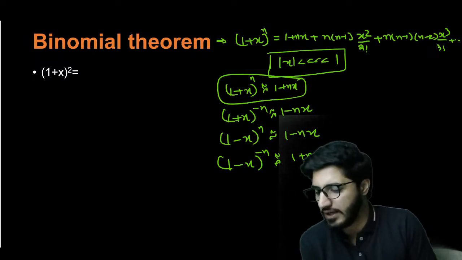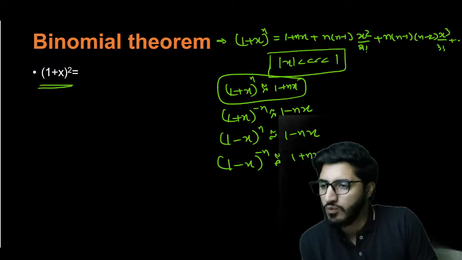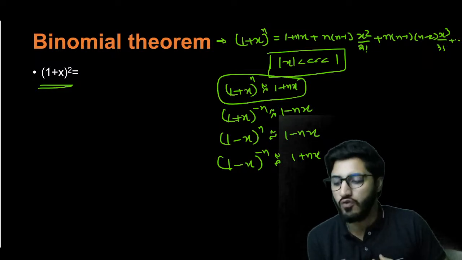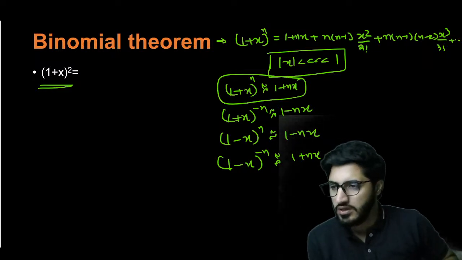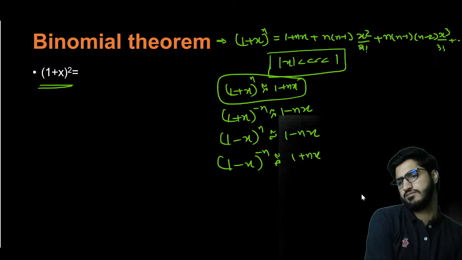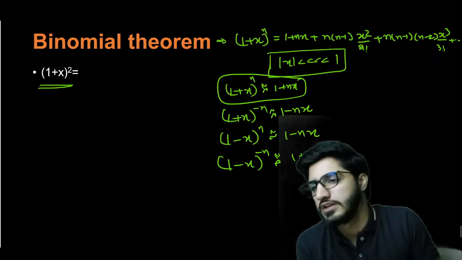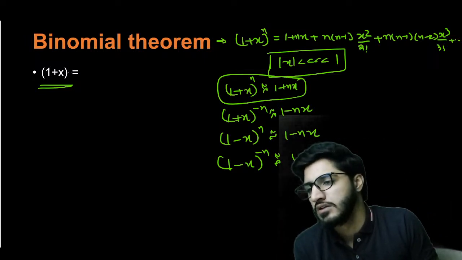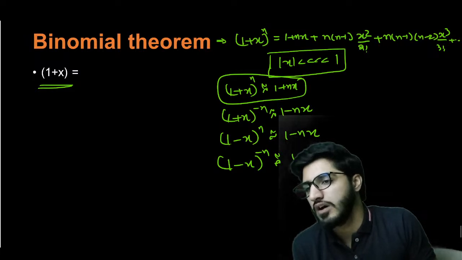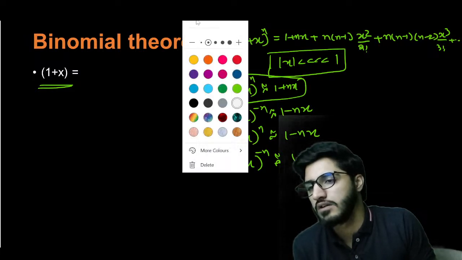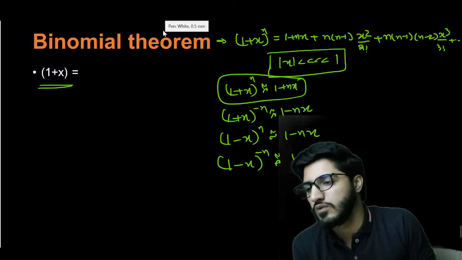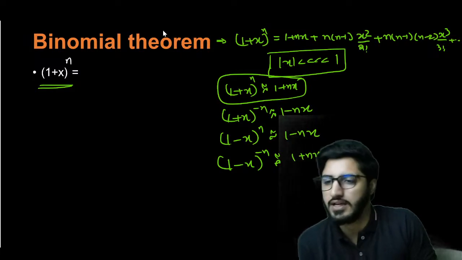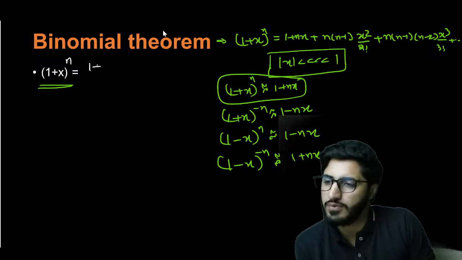Now we have a numerical like this: 1 plus x squared. How can we do it? No, the numerical is wrong, it's not like that. So it is 1 to the power x to the power n. It is like that. So you will get 1 + nx.